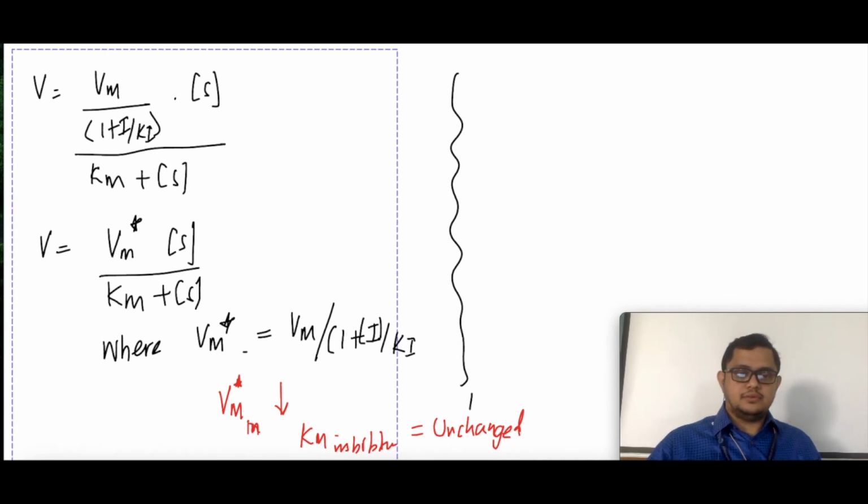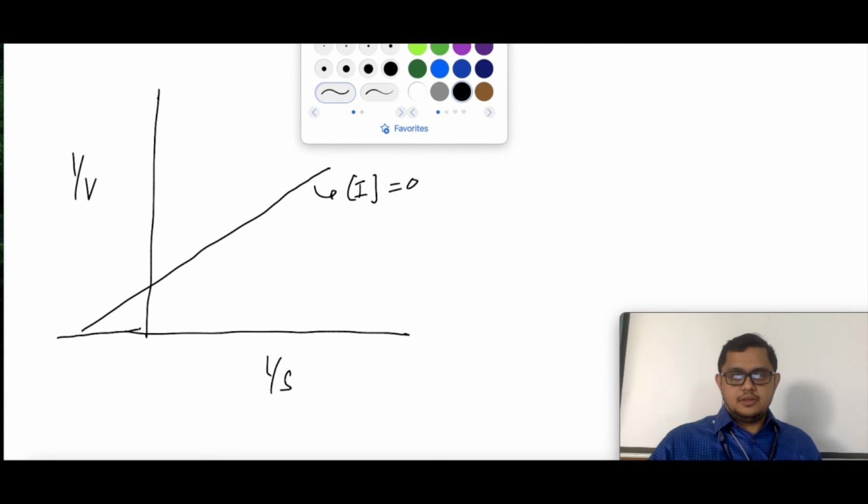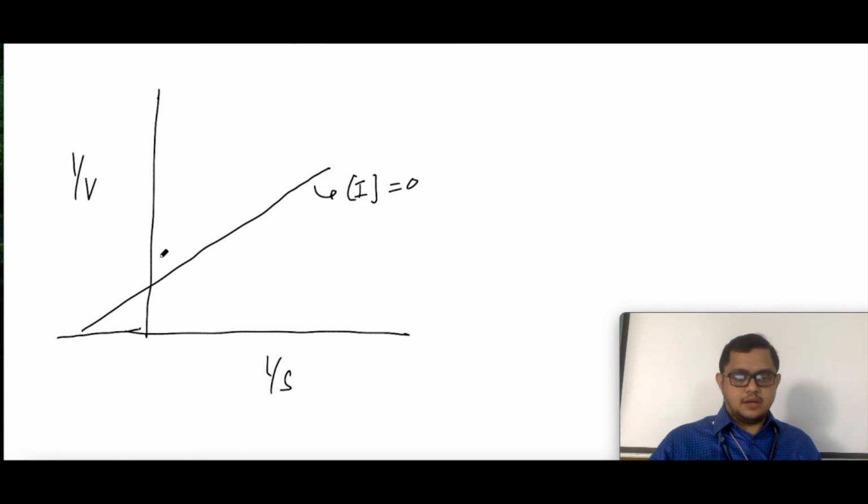Let me erase this. If I am drawing an LB plot, 1 by V versus 1 by S, this is your, say, normal reaction, say I is equal to 0, that is there is no inhibitor, a normal enzymatic reaction. If I draw for a non-competitive inhibitor, this reaction becomes like this.